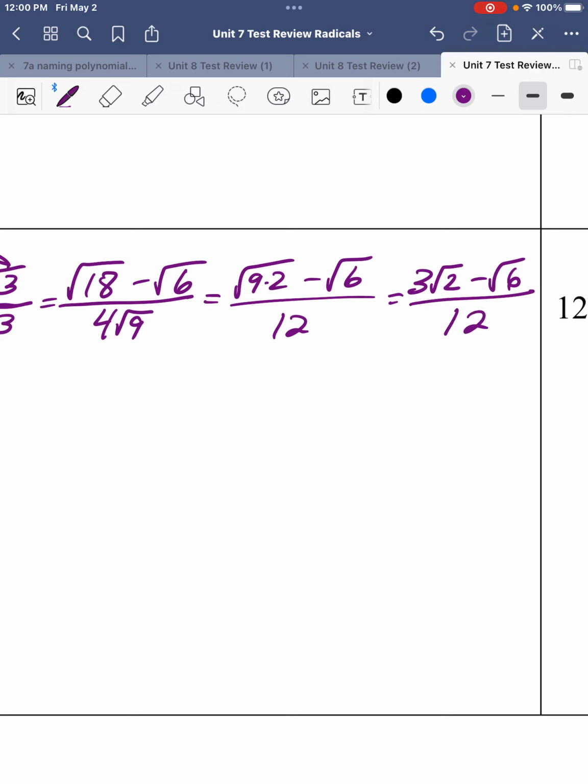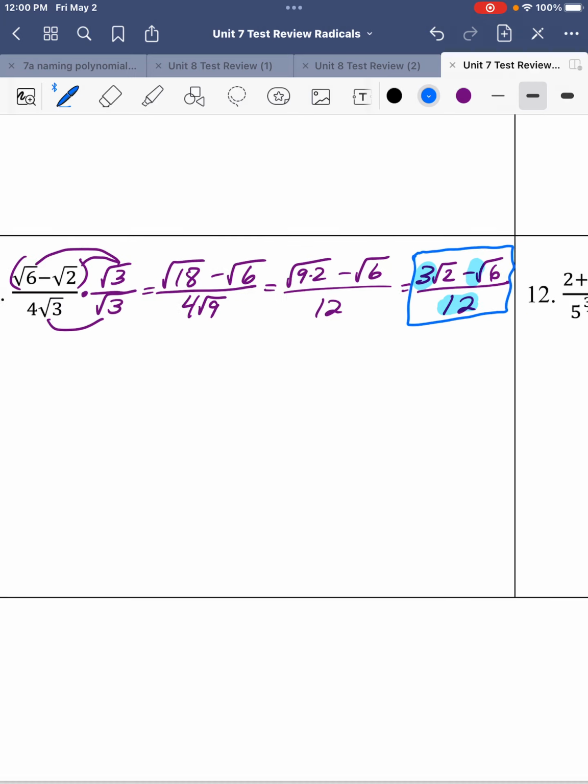And that's over 12. To simplify this, you'd have to look at the 3 if there was a number out here, and the 12. All of them have to equal something, like to divide by something in common. A common number that you can divide them all by, but they don't. So that's your final answer.